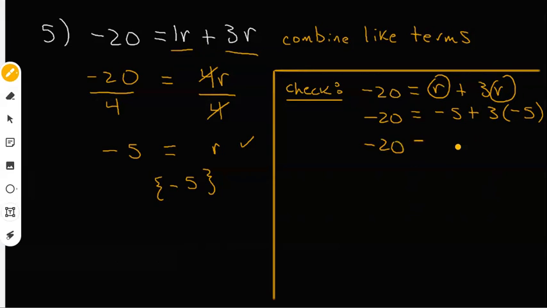On the right side, I have 3 times negative 5. That's going to give me negative 15. So now on the right side, I can add up those two negative numbers, and I'm going to get a negative number in return, a negative 20. And that's my true statement. So I know that negative 5 is going to work for this one.